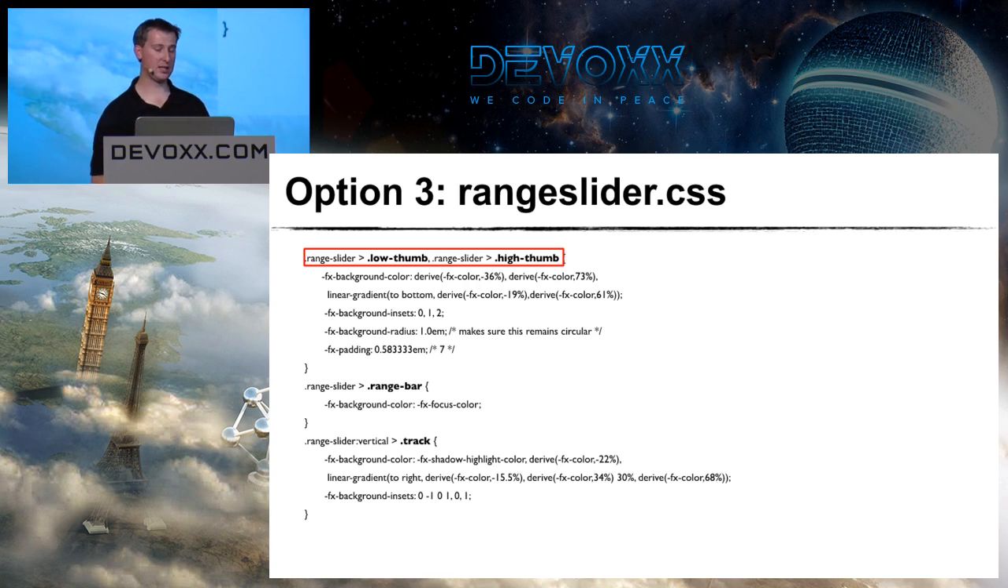So here's a little bit of CSS. You can see we always use range slider first, and then we say the low thumb is a direct child of range slider, the high thumb is a direct child of range slider, just to make the CSS a bit more performant. And then we start specifying the rules for how these should look: how they're rounded, they've got a bit of padding, the background color, those kinds of things.